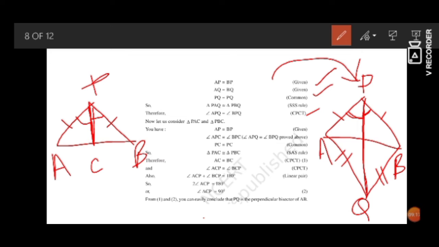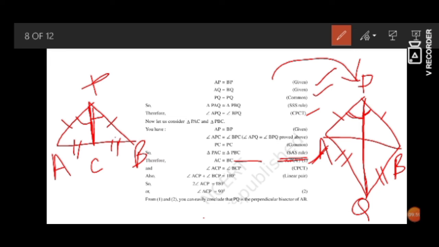Here we got two sides and one angle. The angle is the included angle, so the congruency will be SAS. So triangle PAC is congruent to triangle PBC by SAS rule. From CPCT we can say that AC is equal to BC. So the first part, that PQ bisects AB, the bisecting part is proved from equation 1. So the bisecting part is done.